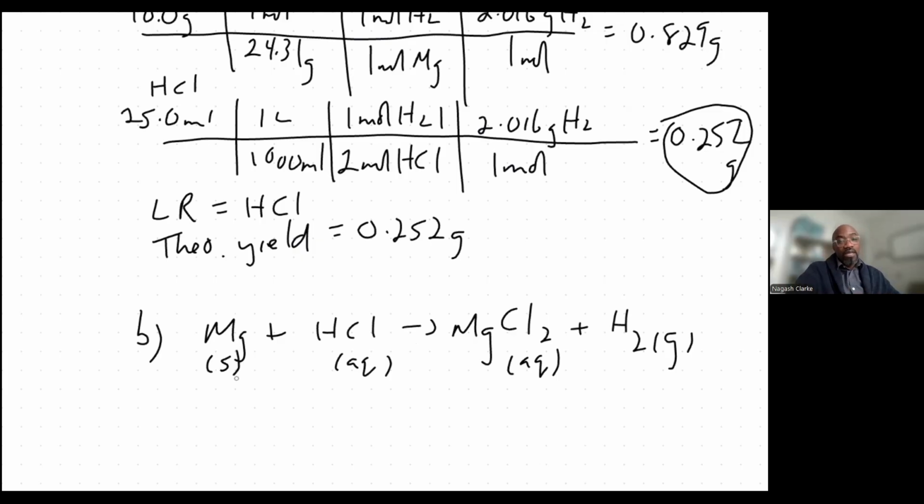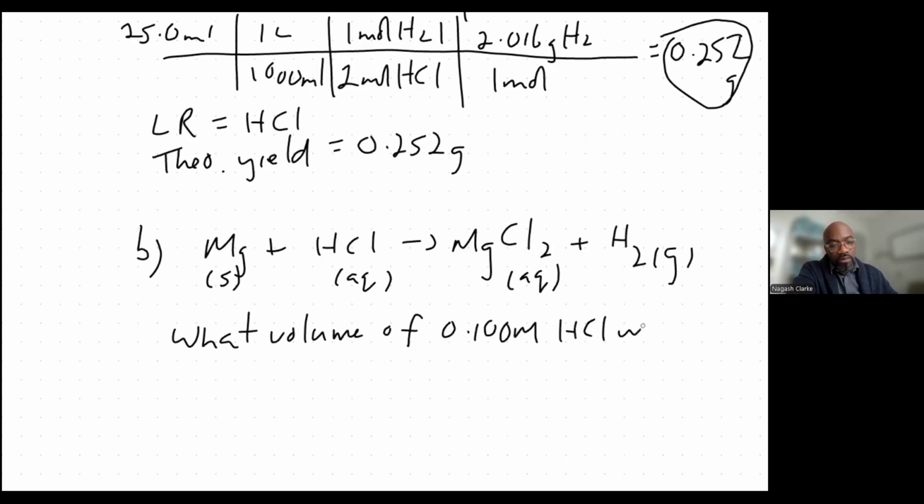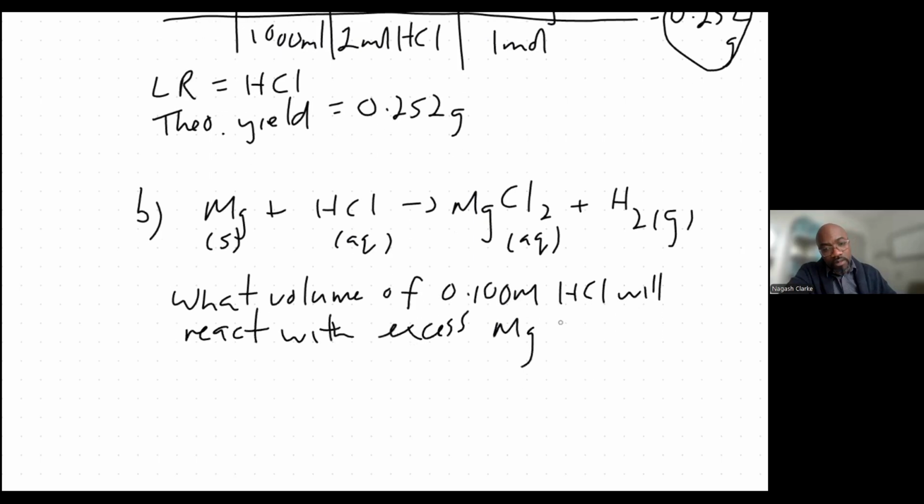Okay. So the question is, what volume of 0.100 molar HCl will react with excess Mg, so we're telling you that magnesium is in excess, and HCl is going to be limiting, to produce 2.0 grams of H2.